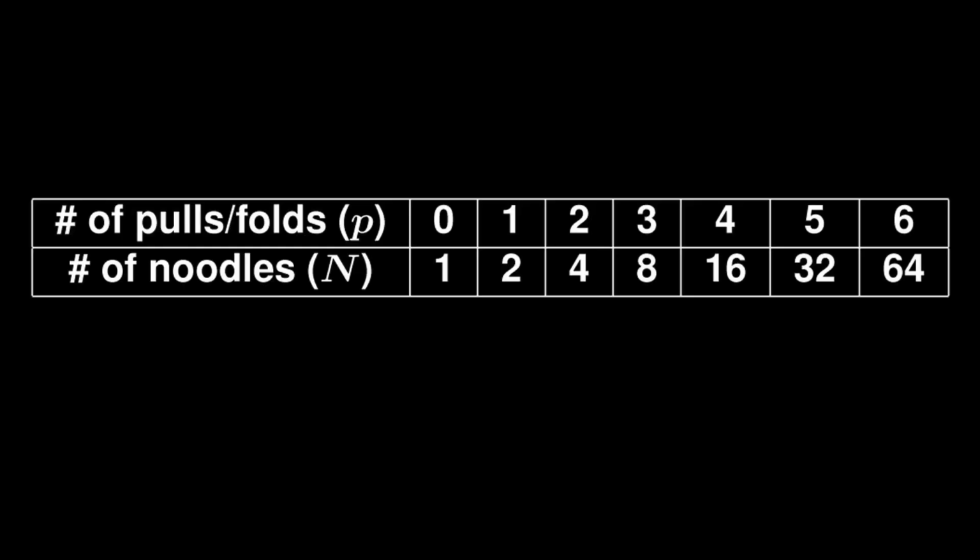Alright, so looking at the table, we see that each time the dough is pulled then folded over, the number of noodles is doubled. So we can look at it like this. Each time we add 1 to p, n is multiplied by 2. This is a special type of growth called exponential growth.